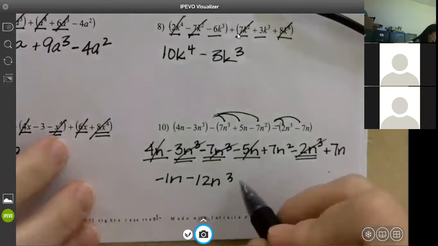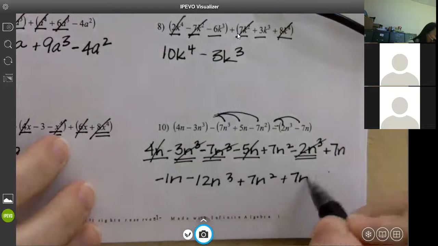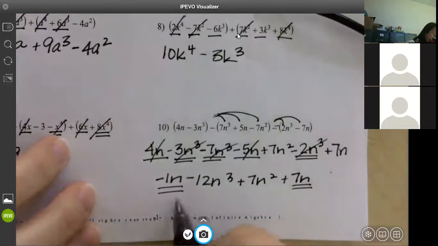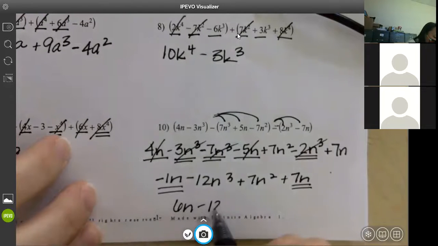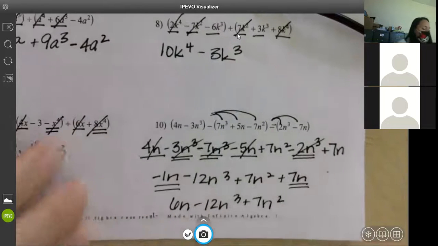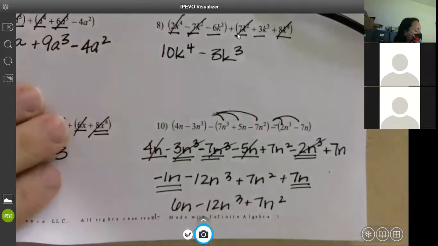Then we have a 7n squared that doesn't have anything alike. And then she just pointed out this was 7n. So I'm going to add it with my negative 1, which gives me a 6n. So then my final is 6n minus 12n cubed plus 7n squared. And that's it. So adding and subtracting is very easy. Just make sure when you subtract, you distribute those negatives or change the signs. All right, flip it over.